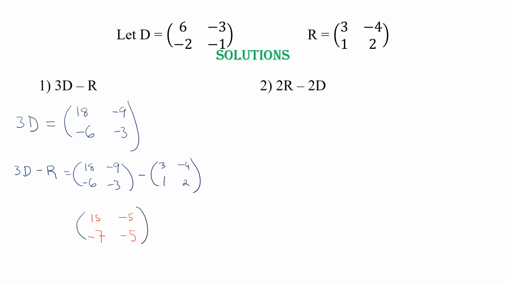Let's do this one over here now. Here we have 2R minus 2D.